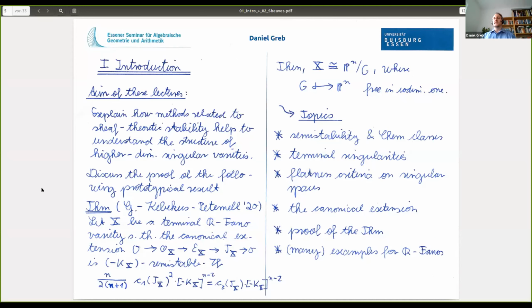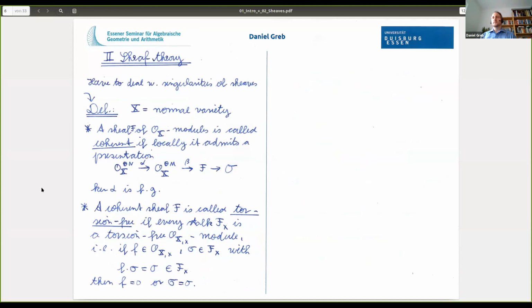Okay, so the second chapter is sheaf theory. The idea is that we have to deal with singularities of sheaves, and they tell us something about the singularities of the space that we're looking at. And so I'm just going to run, not too fast, through the notions that were developed in order to deal with singularities of sheaves, and they come from commutative algebra mostly.